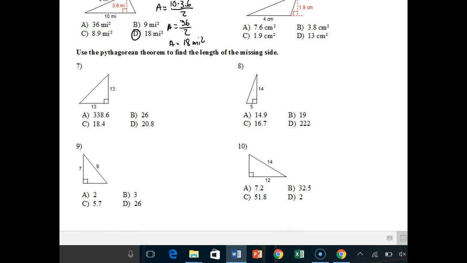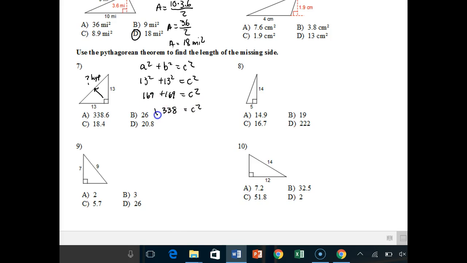On numbers 7 through 12, it says use the Pythagorean theorem to find the length of the missing side. Remember, you have to understand which equation to use. So when we are missing the hypotenuse, as we are in this case, you want to use a squared plus b squared equals c squared. So all that is 13 squared plus 13 squared equals c squared. Or 169 plus 169 equals c squared. And in this case, we have 338 equals c squared.